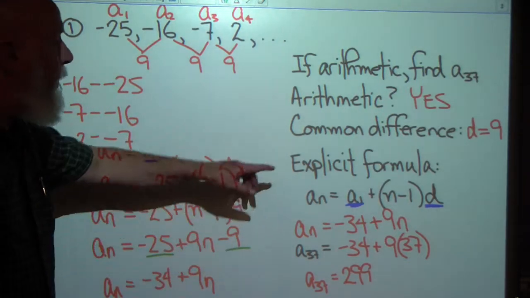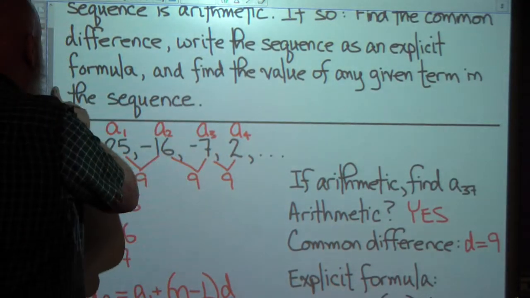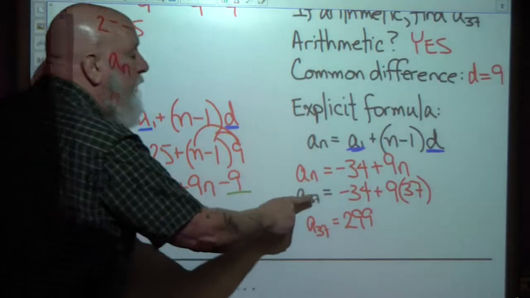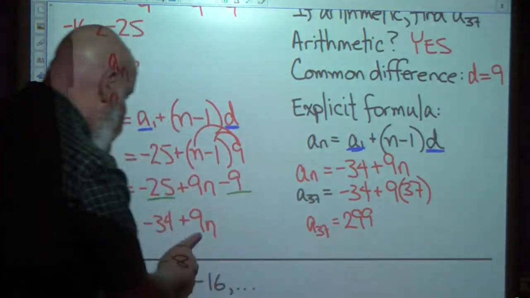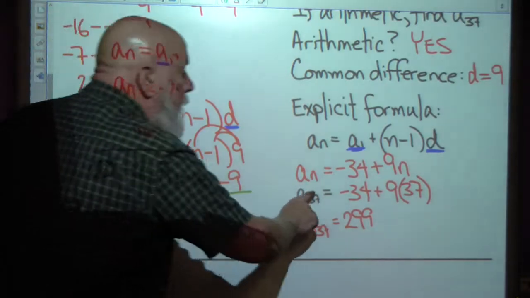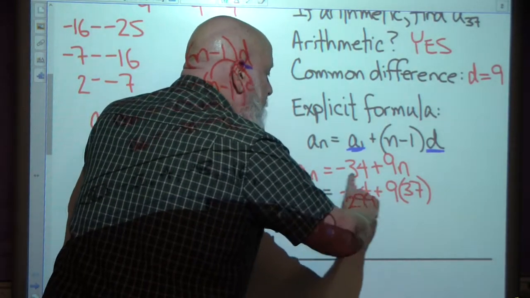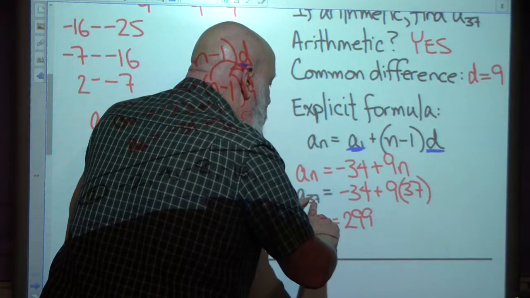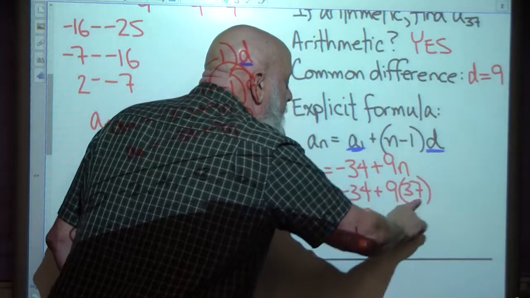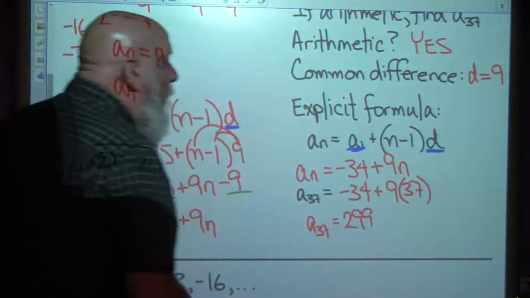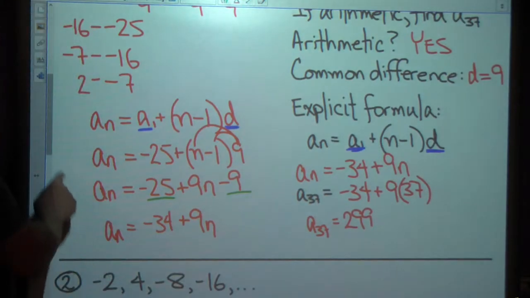And then the last thing we did was to find any given term in the sequence. Well, in this case, they asked us for the 37th term. So I said, okay, well, here's my explicit formula. I'm going to evaluate that formula at 37. Wherever there's an n, I plugged in a 37, performed this arithmetic, and that tells me what the 37th term in the sequence will be.